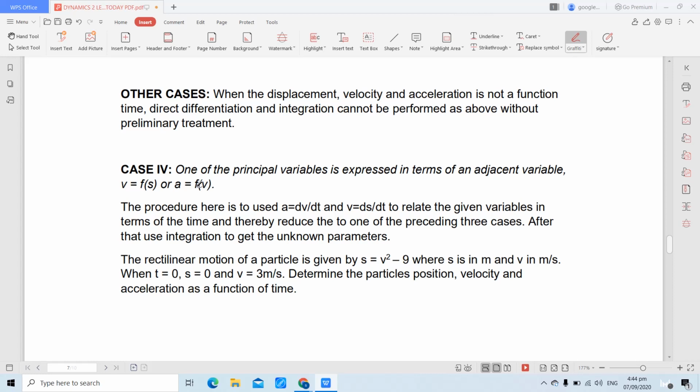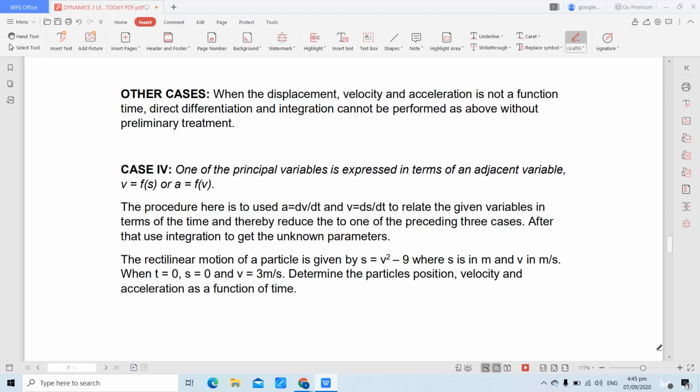Okay, so the procedure here is to use a equivalent to dv over dt and velocity equivalent to ds over dt to relate the given variables in terms of the time and thereby reduce to one of the preceding 3 cases. After that, use integration to get the unknown parameters.